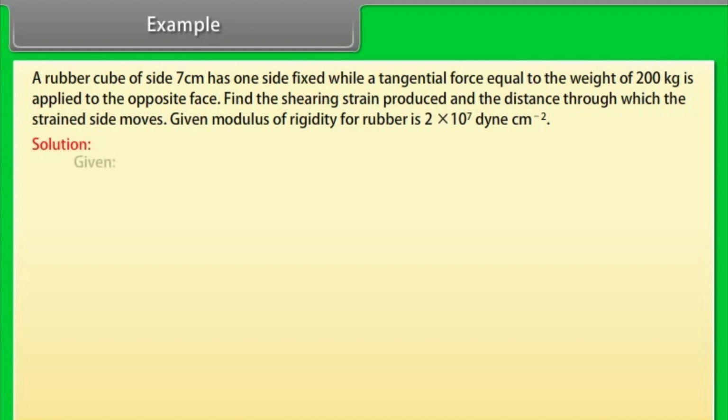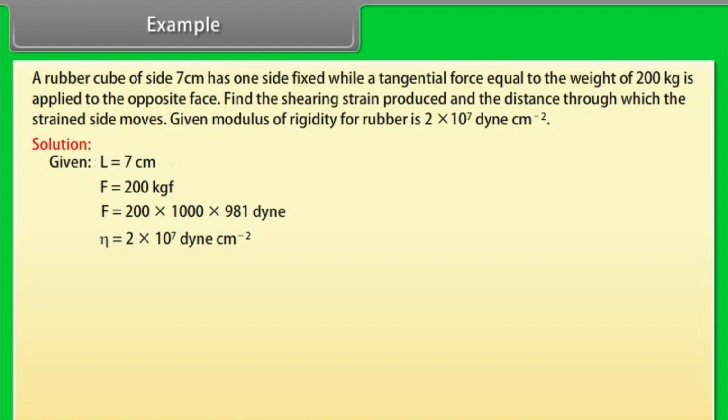Let's see the solution. Given values are L is equal to 7 cm and F is equal to 200 kgf. Converting the value of F into dynes, we get F is equal to 200 into 1000 into 981 dyne. Eta is given by 2 into 10 raised to the power 7 dyne per centimeter square. We know that the area of the face of the cube A is equal to L square. Putting the values of L, we get A is equal to 7 into 7 centimeter square, which is equal to 49 centimeter square.